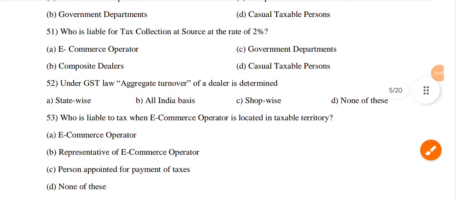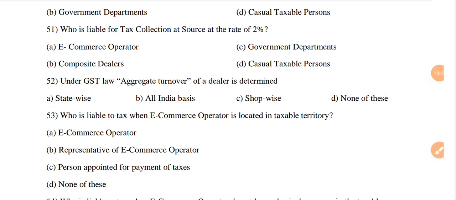Next question, who is liable for the tax collection at source at the rate of 2%? Option A e-commerce operator, B composite dealers, C government departments, and D casual taxable person. The correct option is A.